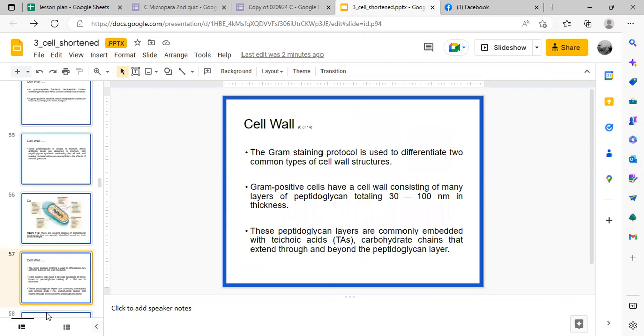So let's look at the cell walls. The Gram staining protocol is used to differentiate the two common types of cell wall structures. The gram-positive cells have a cell wall consisting of many layers of peptidoglycan totaling 30 to 100 nanometers in thickness. Okay? In addition, gram-positive has teichoic acid. You have carbohydrate chains that extend through and beyond the peptidoglycan layer.